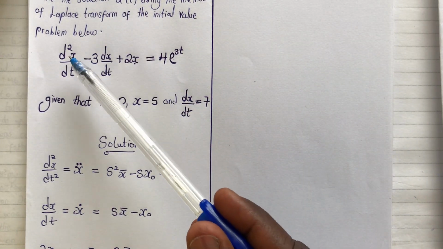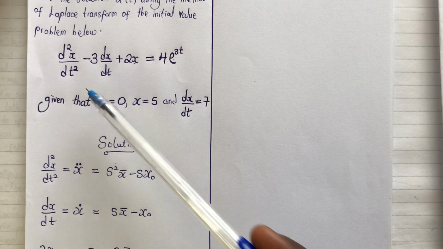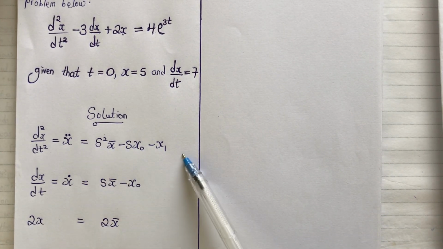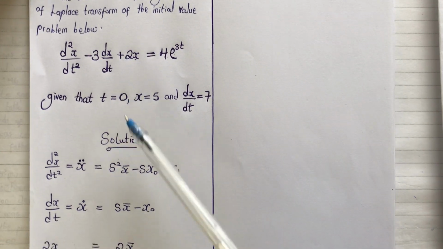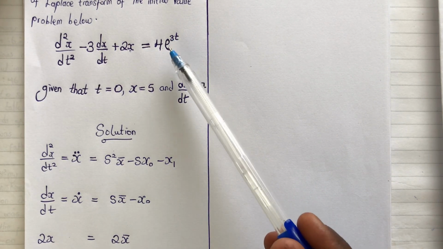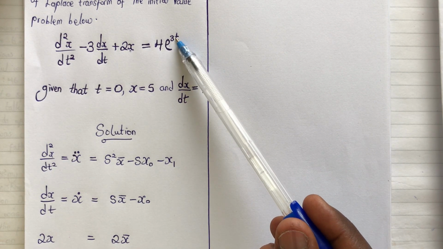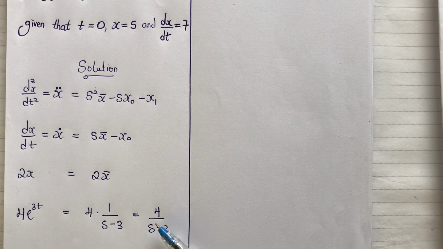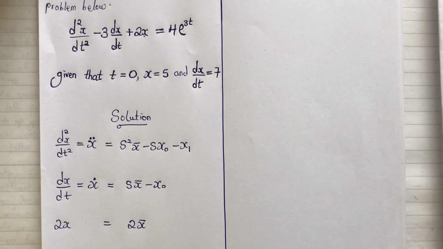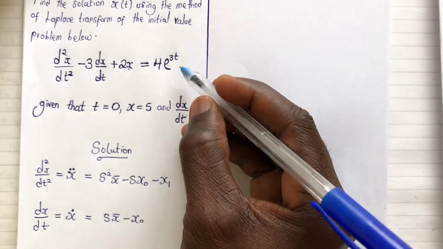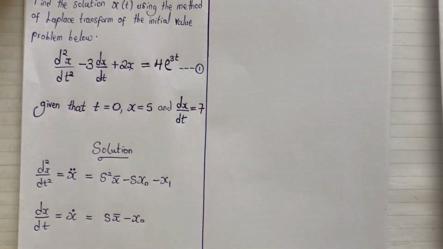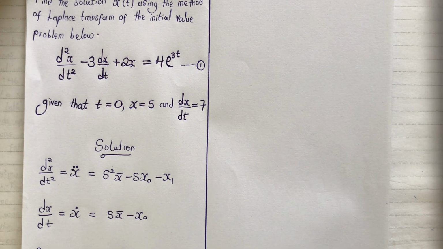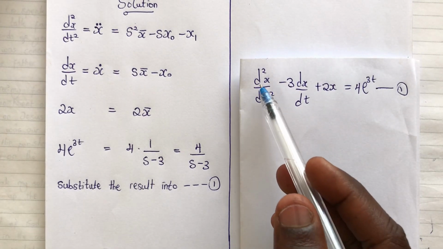So we replace the d squared x by dt squared with this one, and we replace the dx by dt with this one. We replace 4e raised to the power 3t with what? This result. So let's substitute that. Let me name this one equation 1, so that I can be calling equation 1 to do the substitution. Okay, so this is equation 1.